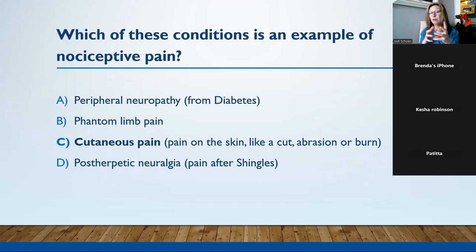Right? The visceral pain was of an organ, the soft visceral organs. The somatic pain was of the skin, the muscles, the joints, the bones. So, nice job. So, phantom limb pain, peripheral neuropathy, and post-herpetic neuralgia. Good luck.